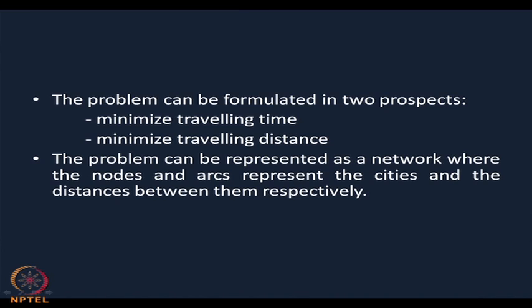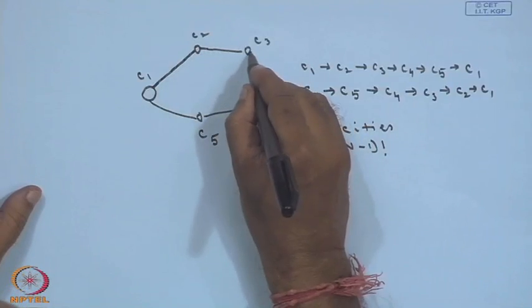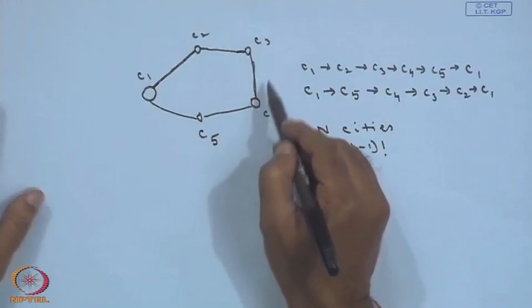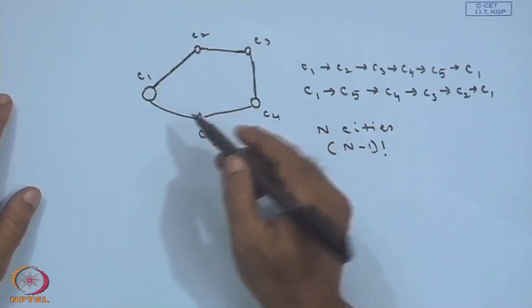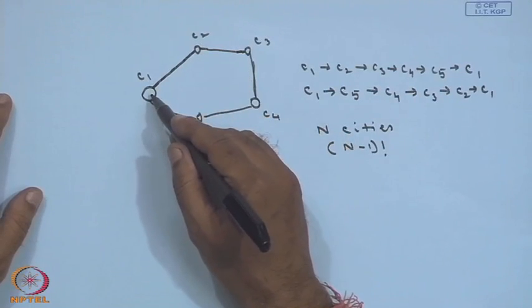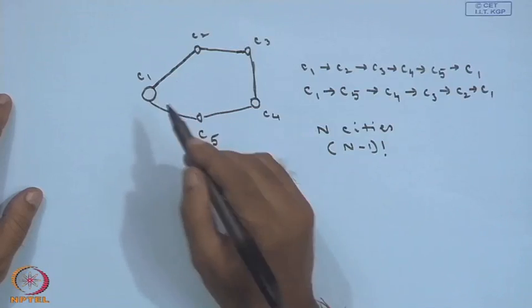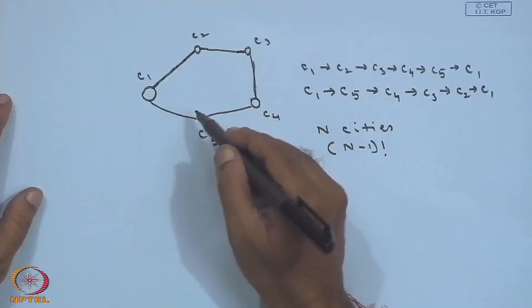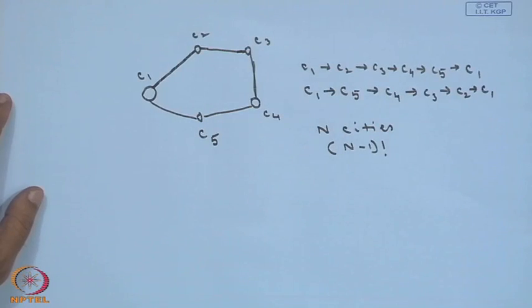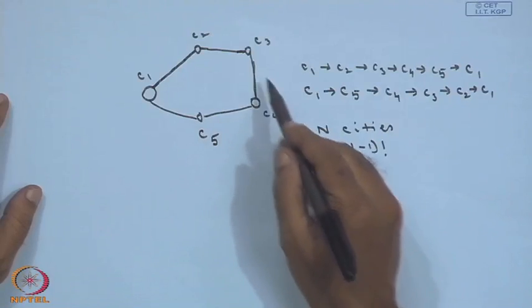So, the problem can be represented as a network where the nodes and arcs represent the cities and the distance between them respectively. In other words, I have drawn something like a graph, and from the graph I have to find the shortest path so that each city is visited exactly once and there is a cycle, meaning from where you have started you have to come back. So, I can represent the problem as a graph where I will have nodes and arcs, and obviously I can find some mechanism over there.